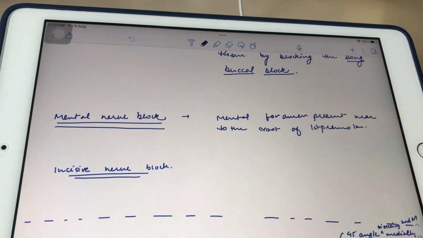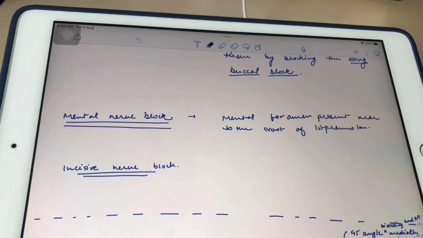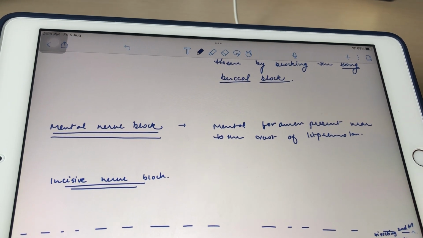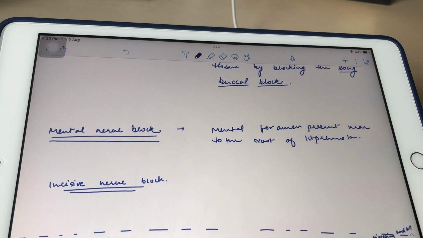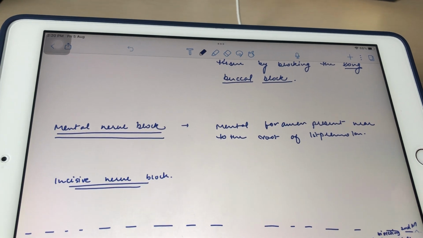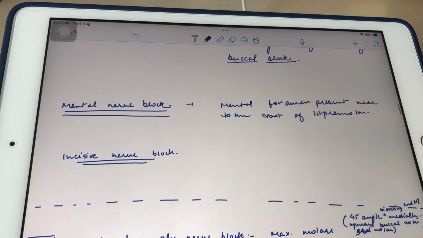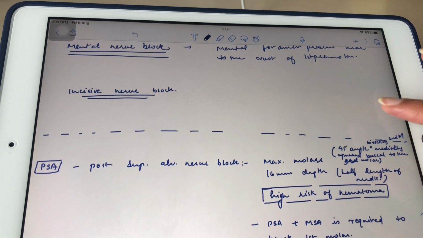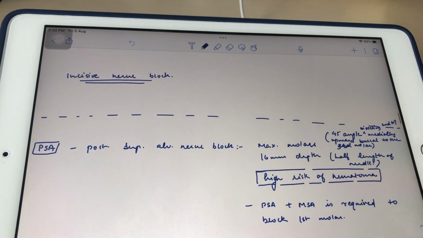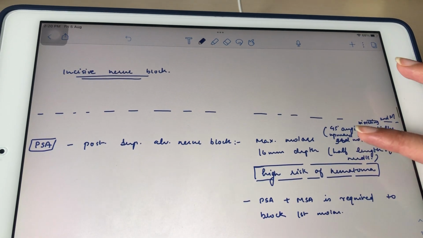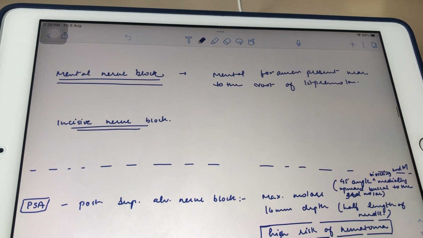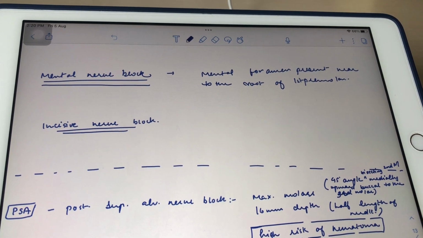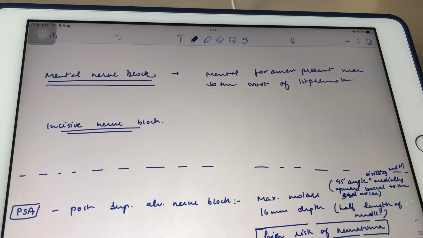Then there is a mental nerve block. The mental foramen is the exit point of the mental nerve, and this point is near the apex of the root of the lower first premolar. There is also an incisive nerve block, which is not very much used, but these mental and incisive nerve blocks only anesthetize the lower anterior teeth.